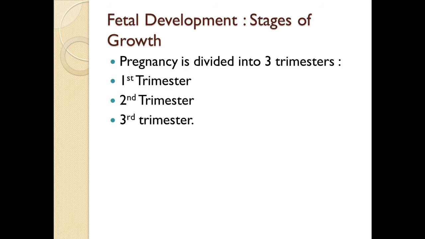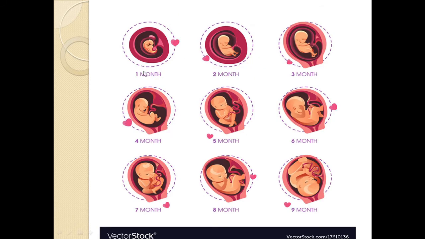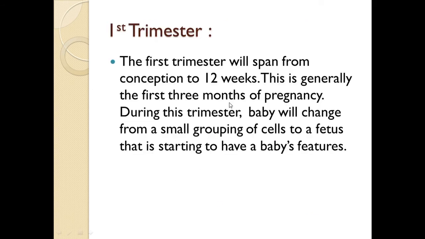The fetal development: there are three stages of growth. The pregnancy is divided into three trimesters: first trimester, second trimester and third trimester. Here you may see the month-wise development of the fetus. This is the stage in the first month, second month, third month and so on, showing how the development of the fetus takes place. The unborn baby is known as a fetus.